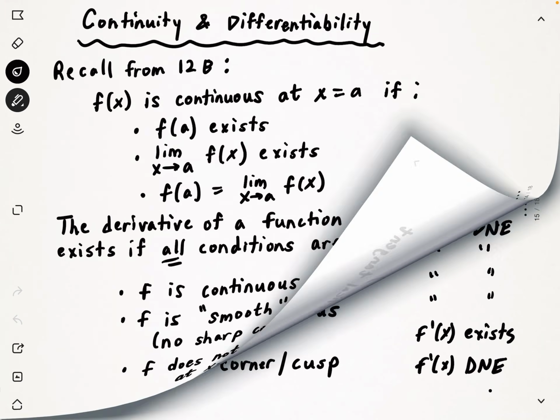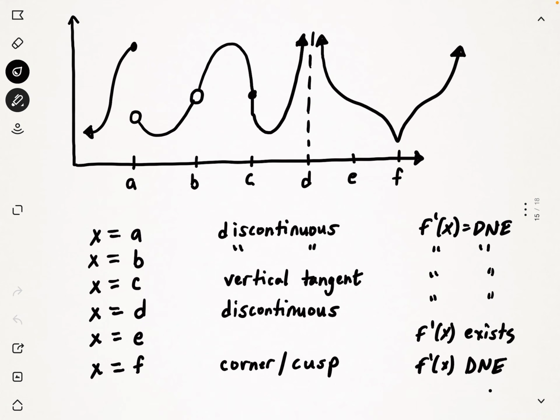On this next slide, I have a random graph drawn. I don't know what the equation for this is, but as you can see, this is a graph that is broken up into several different pieces, and the function is differentiable at certain places, but not everywhere. First of all, I've identified 6 different x values, A through F, and in most of those cases, the function is not differentiable.